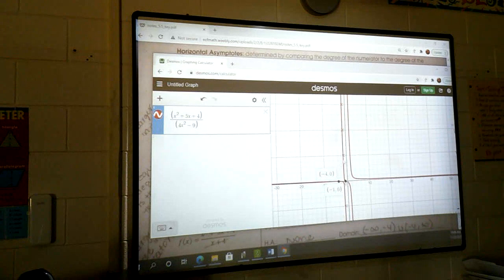Okay. You also can see there is one over here on the other side at -1.5. So it's getting closer and closer to -1.5. That's your other vertical asymptote.